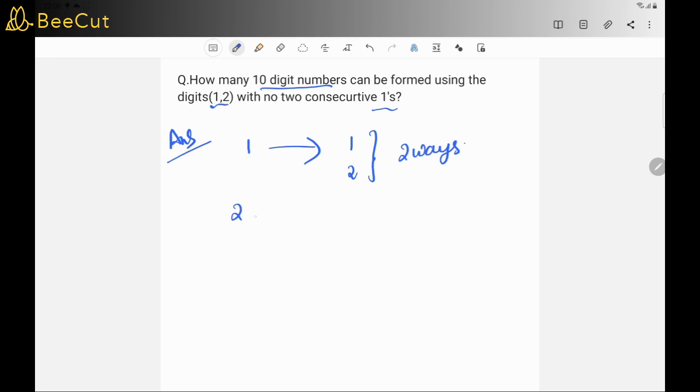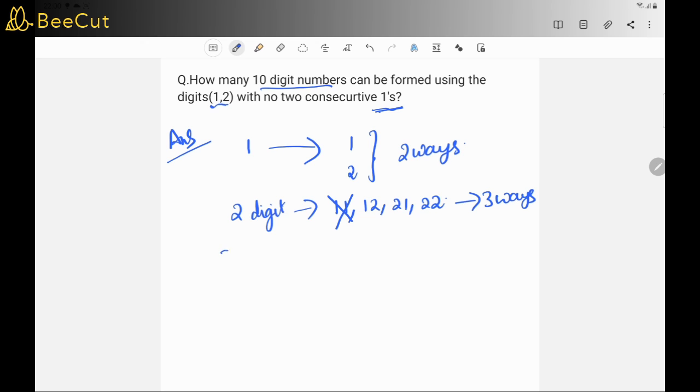Now had there been a 2-digit number, you can use 1 twice, followed by 1 2, followed by 2 1, followed by 2 2. These are the 4 2-digit numbers that can be formed. Out of these, this particular number doesn't qualify because there should not be 2 consecutive ones. So total there are 3 ways.